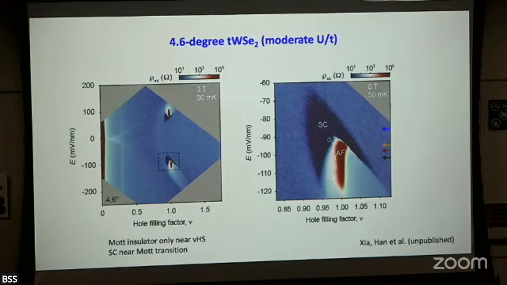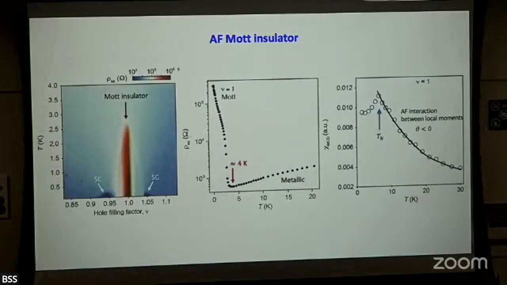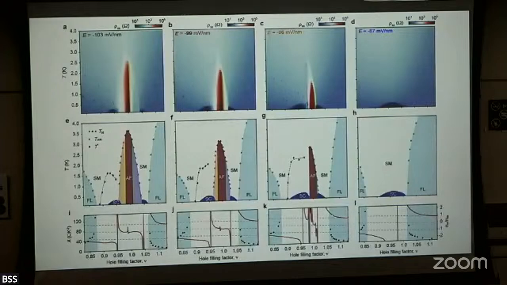We also know the nature of this insulating state by doing magnetic susceptibility measurements. It shows this Néel transition, and we can probe the Néel temperature. I don't have time to walk you through it, but basically by doing the transport and the magnetic susceptibility measurements, we can map out this whole phase diagram. Let me just show maybe one or two plots. Those are just different cuts at different displacement fields, where we also vary the bandwidth.